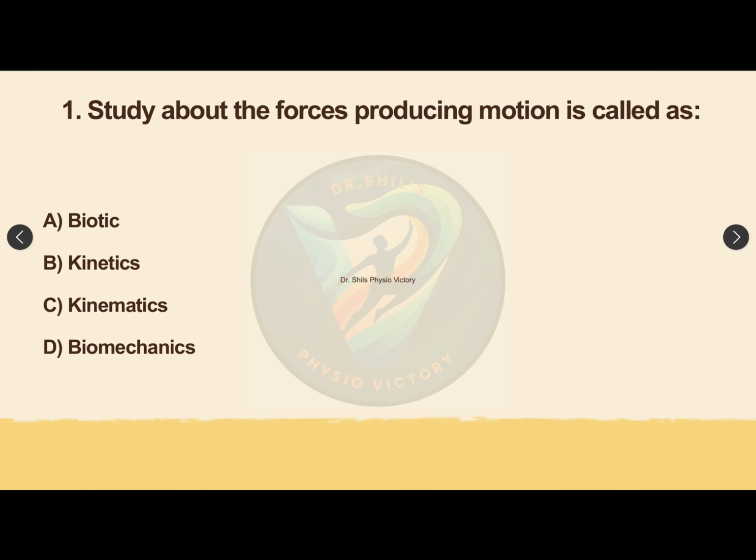Let's start. Today's first question is: the study about the forces producing motion is called as option A biotic, option B kinetics, option C kinematics, and option D biomechanics. The correct answer is option B kinetics. Kinetics studies the cause of motion.